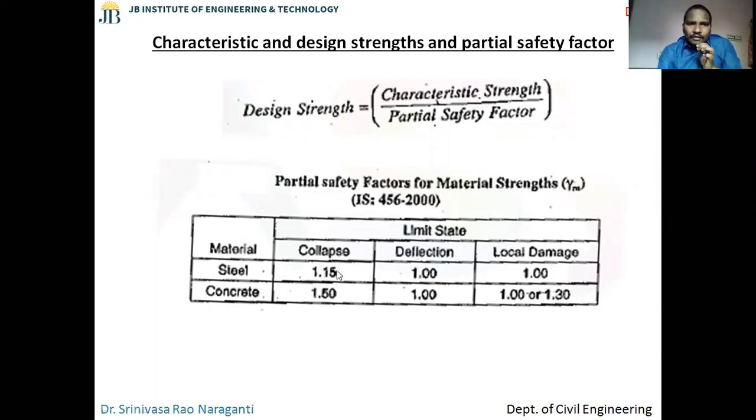The reason is that concrete is made from different materials and is produced at site using normal unskilled labor. So not much quality control is possible here. That's why you provide a higher safety factor here. Steel, on the other hand, is manufactured in the industry. It is subjected to a lot of quality checks and strict supervision. That's why there will be less risk here, less chance that the quality may not be attained. That's why we are giving a lesser partial safety factor here.